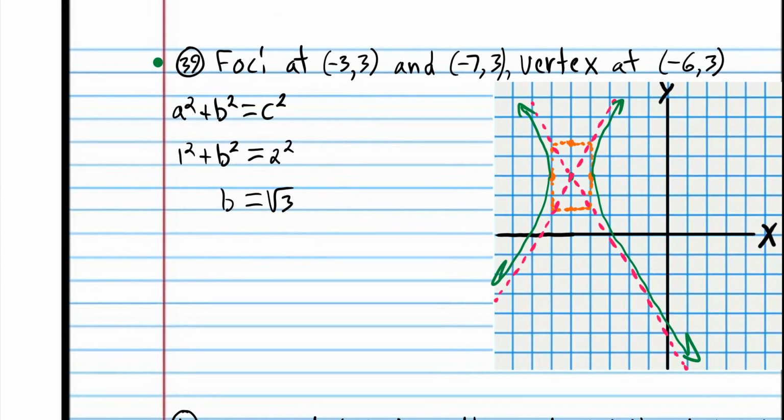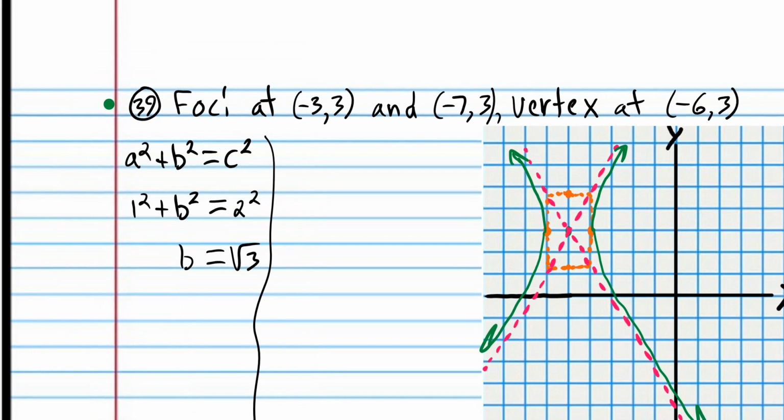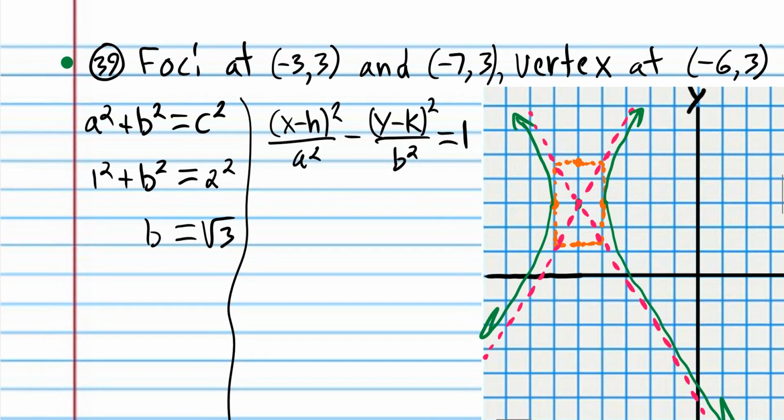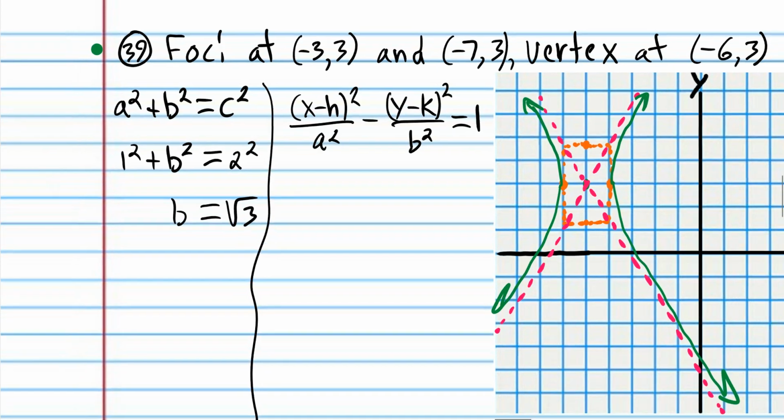So now we can write the equation of the hyperbola, and this hyperbola opens to the left and to the right, which means that the x minus h squared term is going to come first, and then the y minus k squared term, and A is always under x minus h squared if the hyperbola opens to the left and to the right.